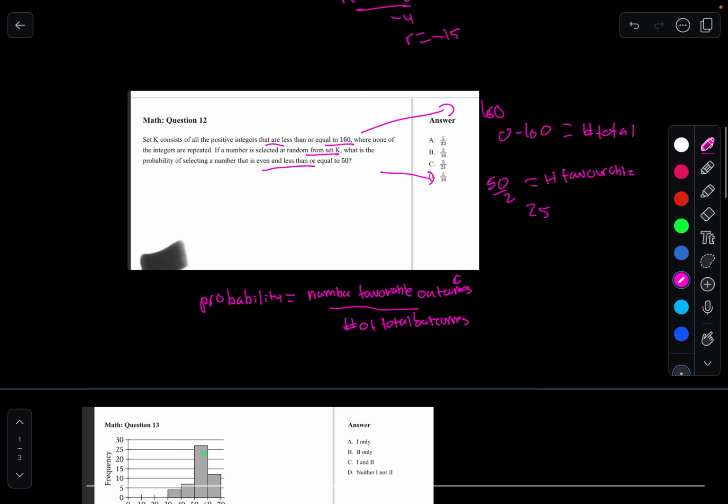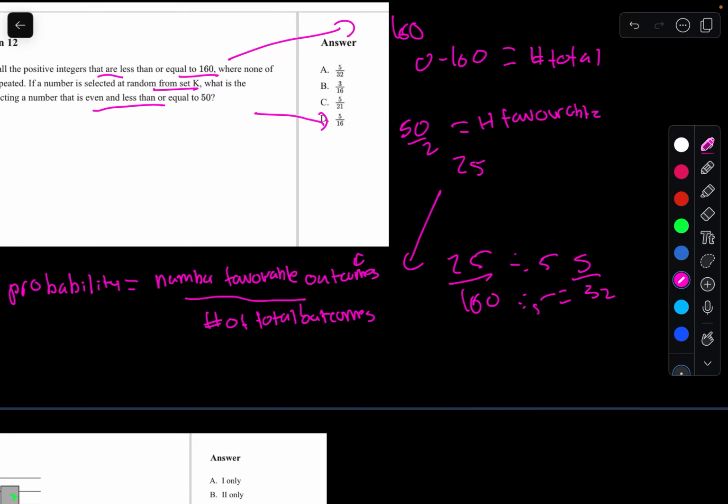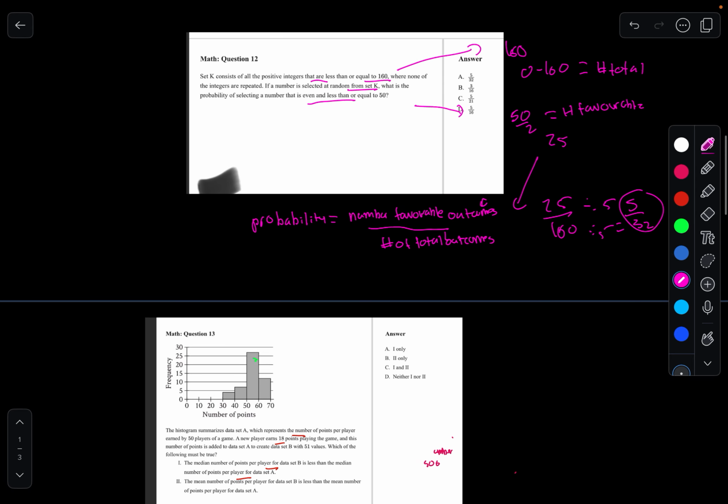So now we just plug in the numbers right here. 25 over 160, and we divide them both by 5 to simplify. That's equal to 5 over 32. Next problem.